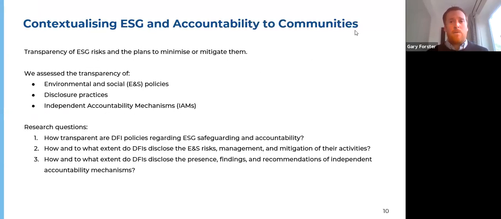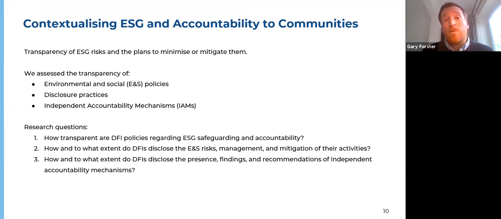So after establishing the expert working group, we have to figure out how we're going to contextualize the issue. So here we were very much looking at the transparency of ESG risks and the plans that DFIs have put in place to minimize or mitigate them. We assess the transparency specifically of environmental and social policies, disclosure practices, and independent accountability mechanisms. I'll say now that we don't make a value judgment, as Publish What You Fund, as the DFI Transparency Initiative, on the quality of these aspects. We're very much looking at what is disclosed and what is not, what is put out into the public realm.